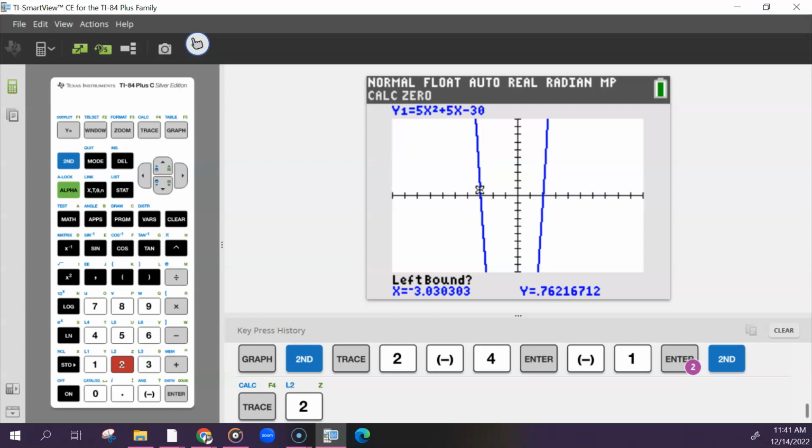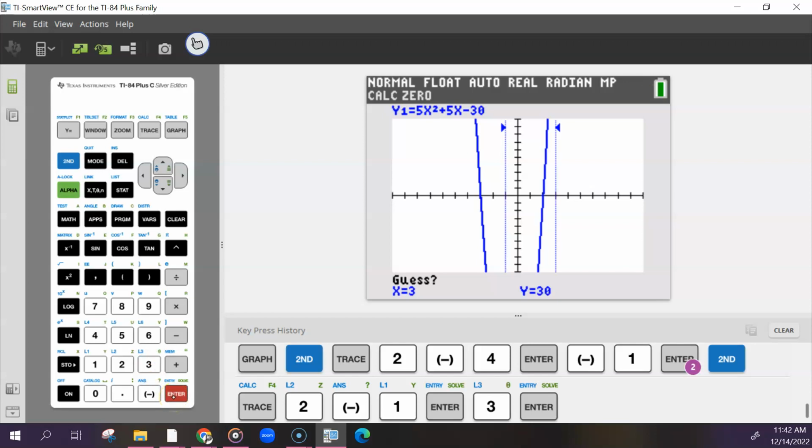What's a number that would be left of 2 but not past -3? Matthew? -1. Sure. Type that in, hit enter. Now we need something to the right. So someone choose a number that would be right of 2. Matthew. Sure.